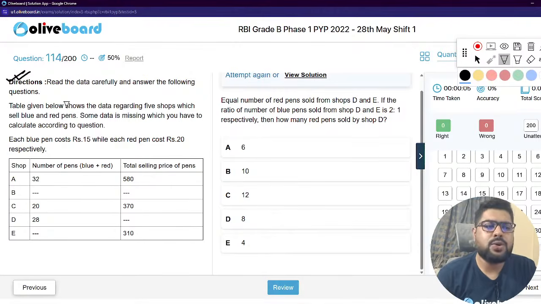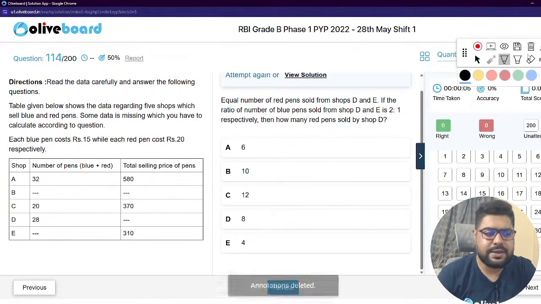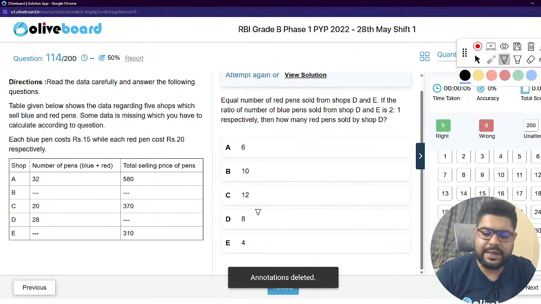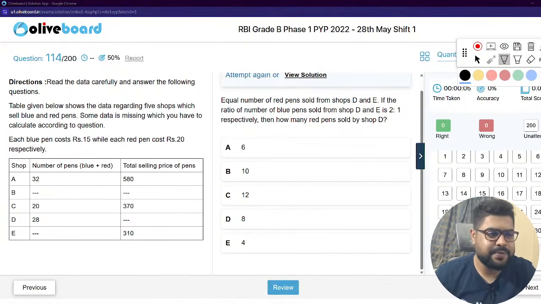A table shows the data regarding the number of pens, and what does it mean? It means blue and red. Okay? Let's do one thing. Let me just take a screenshot of this, and we'll solve it calmly. Just let me take a quick screenshot of this.